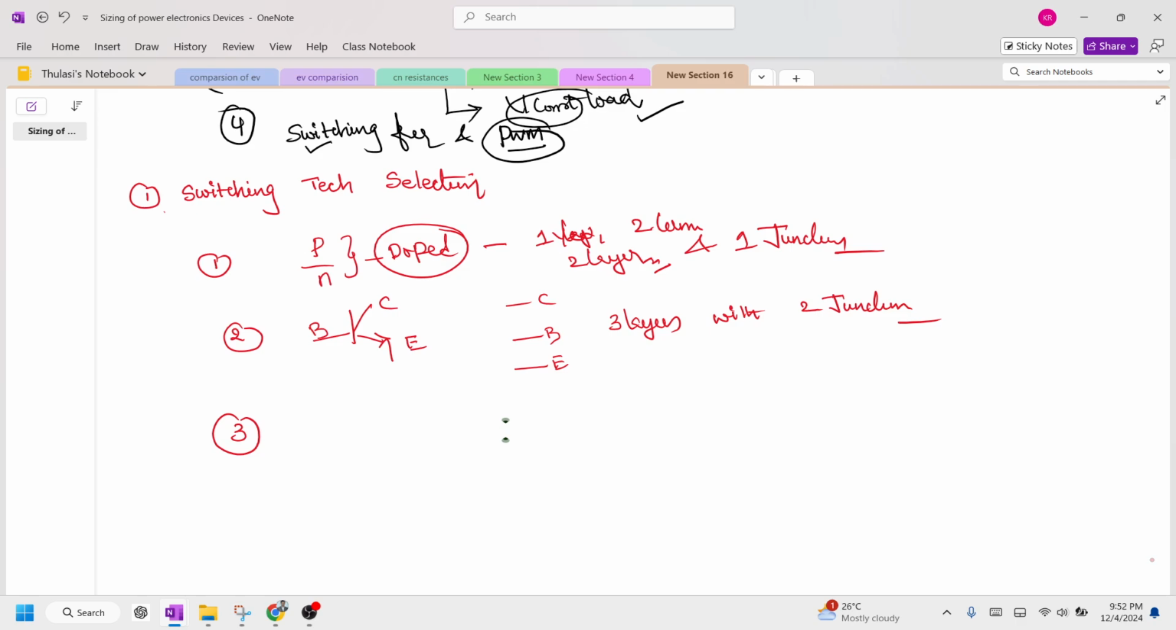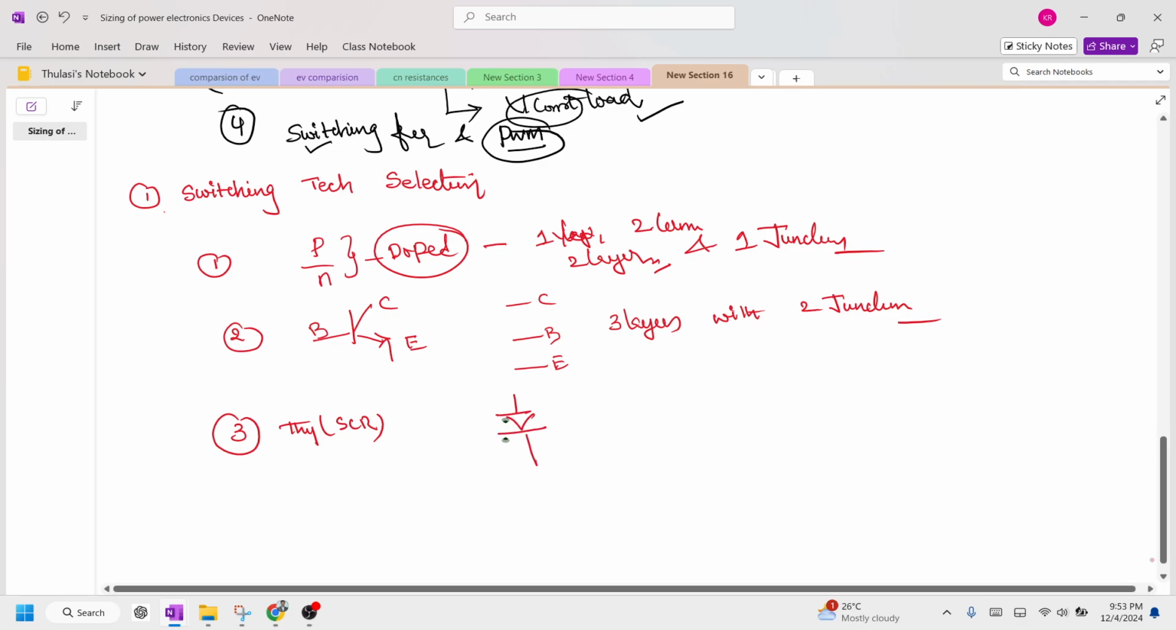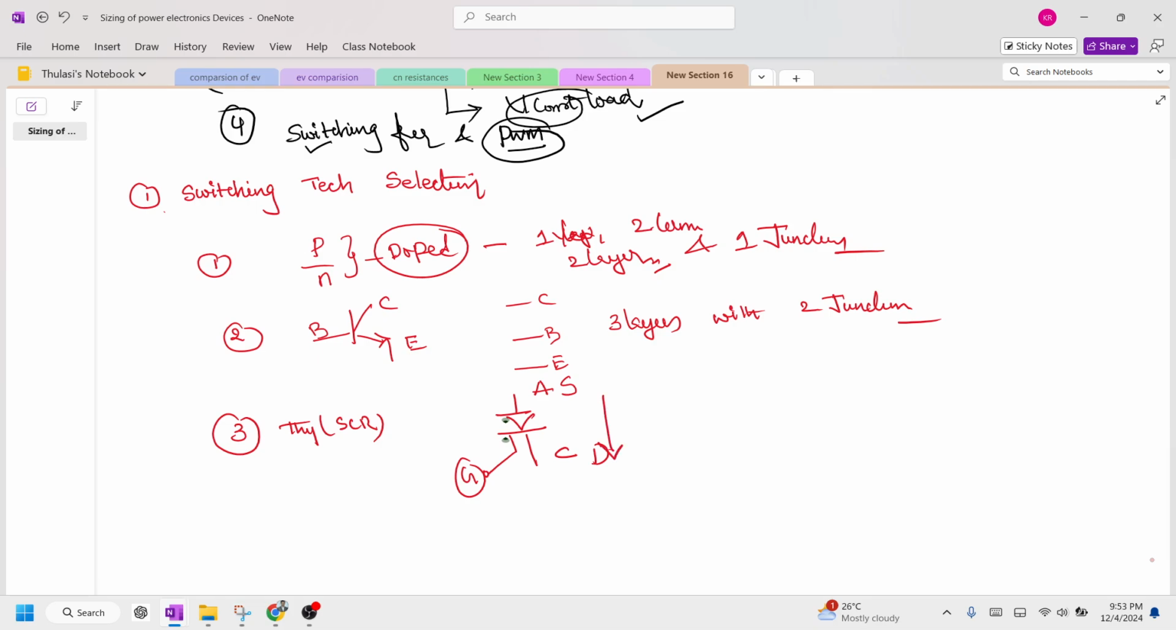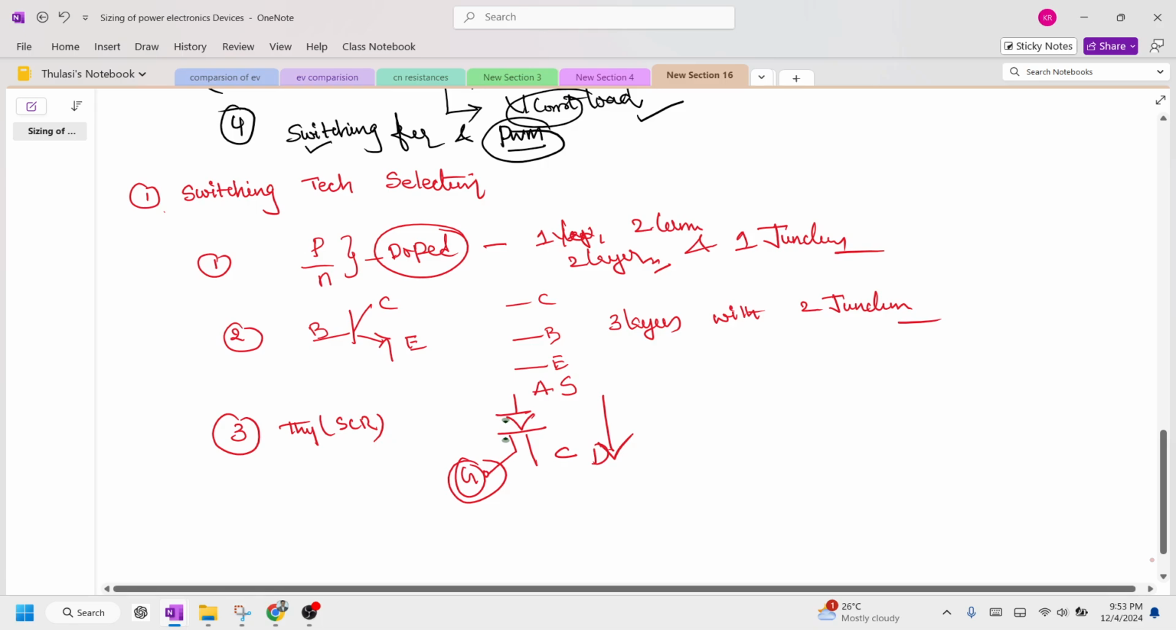And the next one is a thyristor. The thyristor we generally call a silicon controlled rectifier. We are going to have the terminals as shown here: anode, cathode, and to control it, we are going to have a gate. It's similar to source and drain. From the source it has to come to the drain, which is controlled by a valve called the gate.